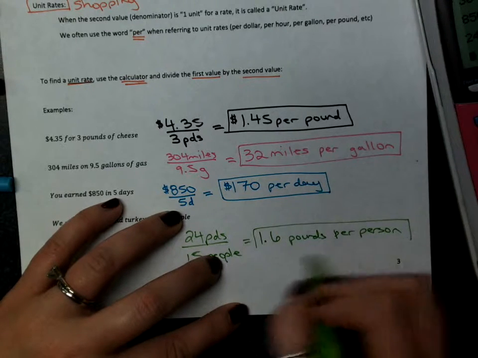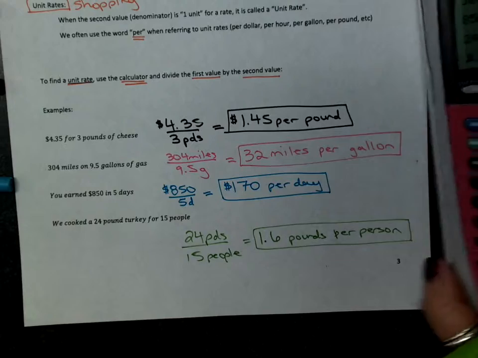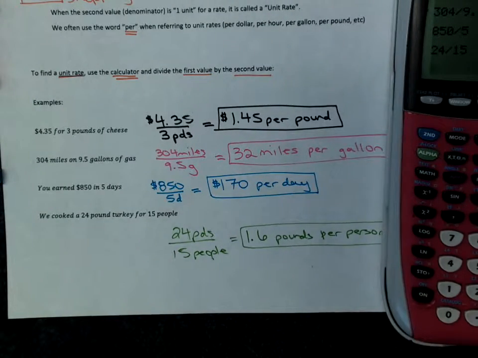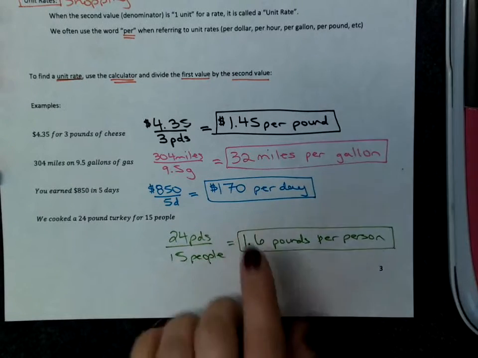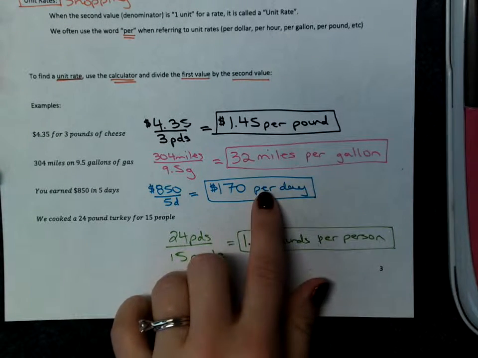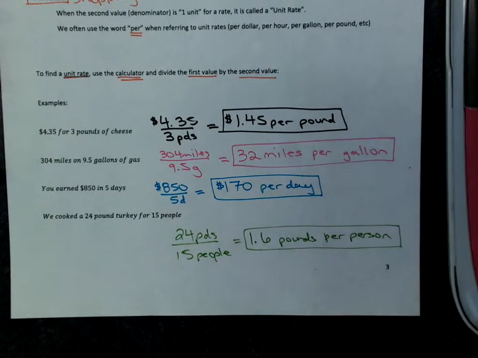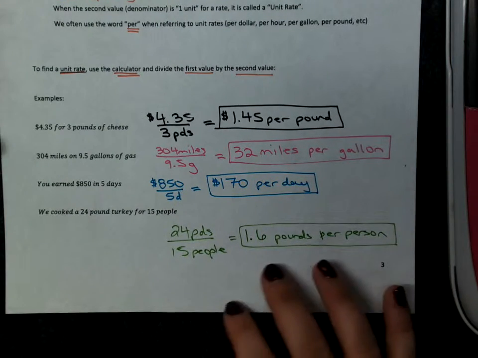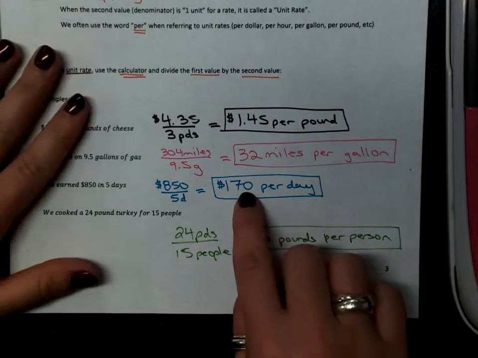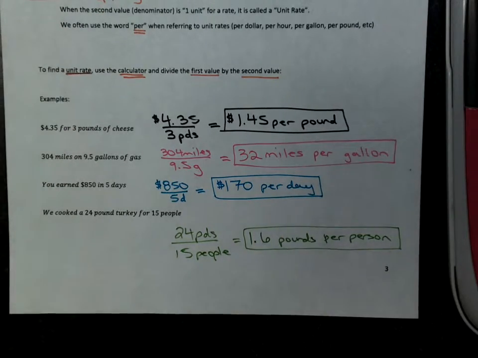That sounds like a lot. But for unit rates, you divide the first number by the second number using the calculator, and your answer is the first unit per the second unit, whatever that is. Per pound, per gallon, per day, per person, whatever that might be. The first unit per the second unit.